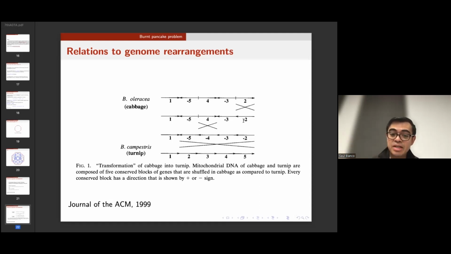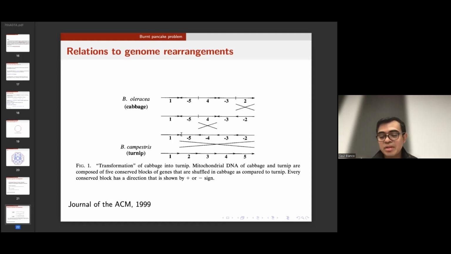In this particular case, though, they don't use only prefix reversals, but any kind of reversal. So if you want to get from the sequence 1, minus 5, 4, minus 3, 2 to 1, 2, 3, 4, 5, what they suggest is you reverse this 2, and that becomes minus 2. Then you reverse this 4, and that becomes minus 4. And then you reverse this whole block over here.